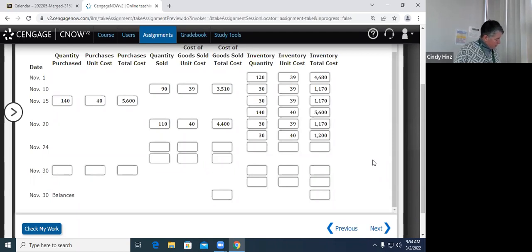What happened next? On November 24th, we had another sale. We sold 45 units. We don't have 45 of the newer ones left. So we're going to sell all 30 of those. And then we have to sell 15 of the $39 ones.